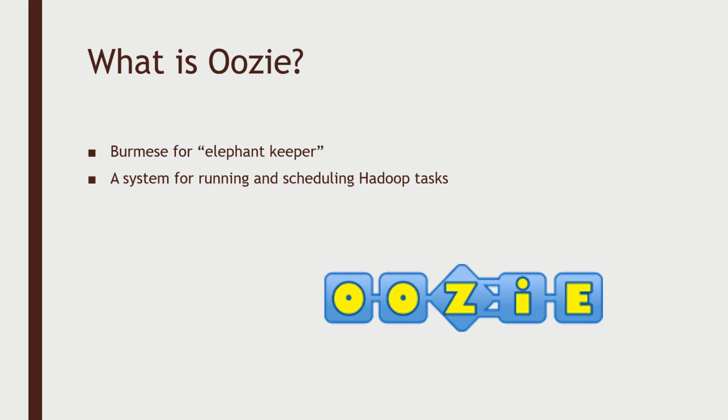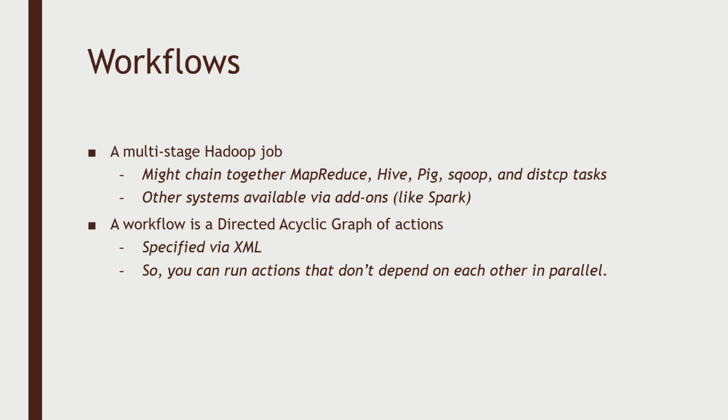So it can actually organize multiple actions that you might run on various bits and pieces of Hadoop, tie them together into workflows, and then schedule those workflows to run on some periodic basis for you. So at a high level, it's just a system for running and scheduling Hadoop tasks. What does that mean? Well, the first concept in Oozie is something called a workflow, and this allows you to tie together different actions within Hadoop that might depend on each other.